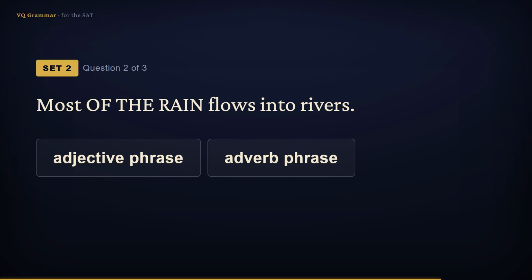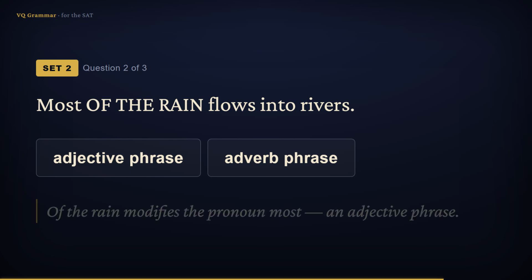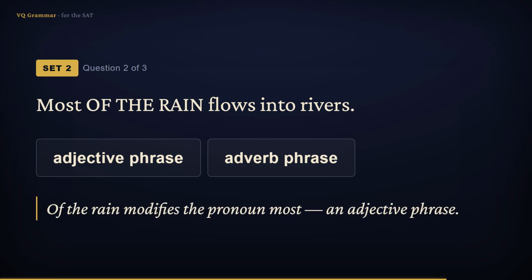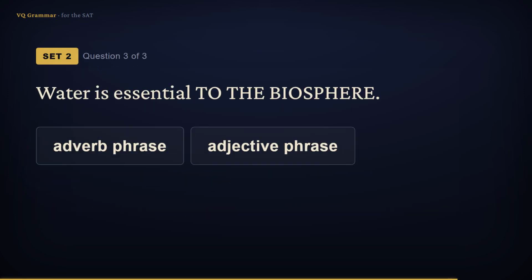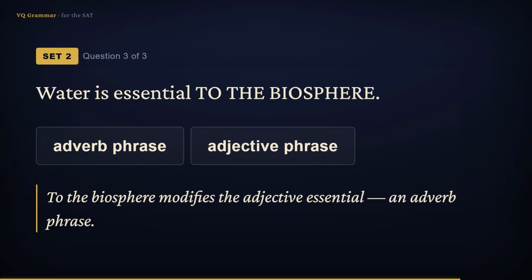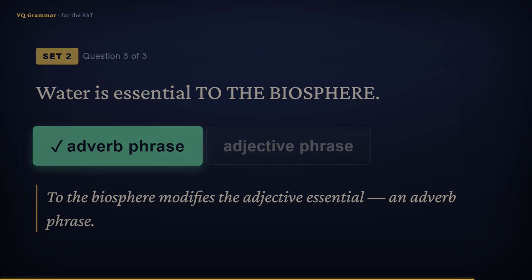Most of the rain flows into rivers. Of the rain modifies the pronoun most, telling which part, so it's an adjective phrase. Water is essential to the biosphere. To the biosphere modifies the adjective essential, telling to what extent. Since it modifies an adjective, it's an adverb phrase.